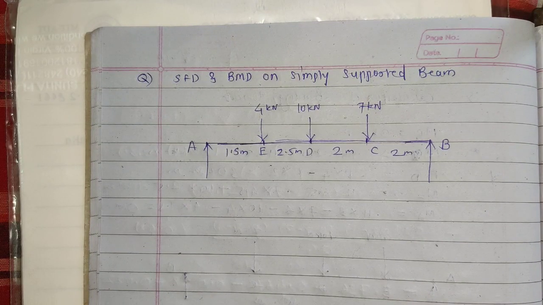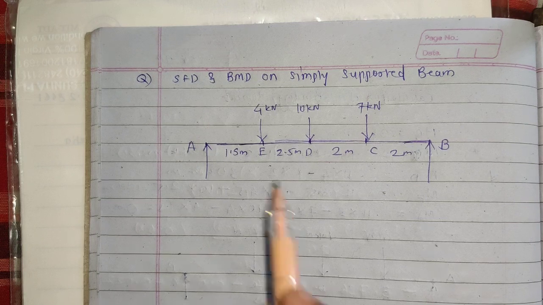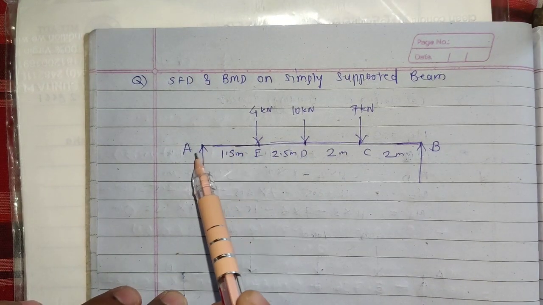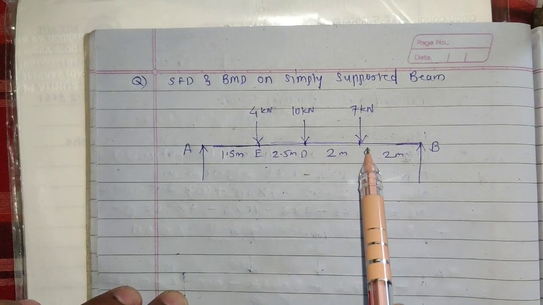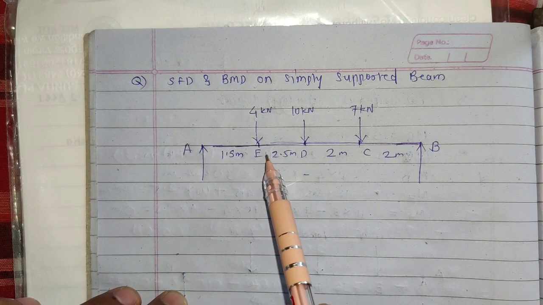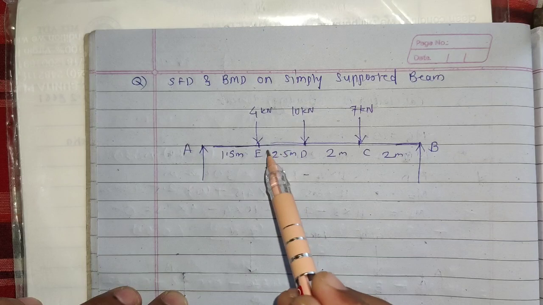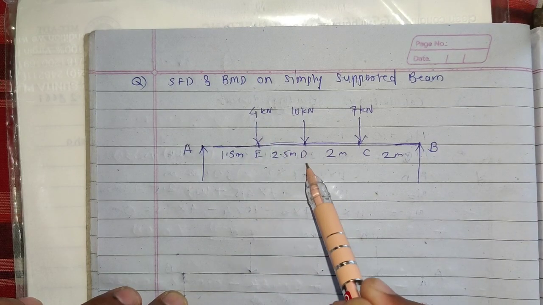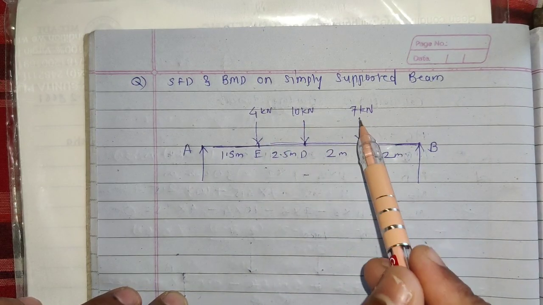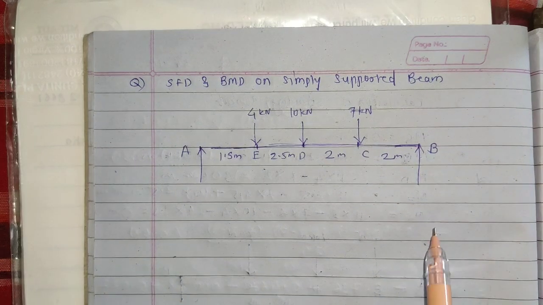On today's video, we will cover SFD and BMD on a simply supported beam. So the question is given: A, B, C, D, E are the points where 4 kilonewton point load is applied at E, 10 kilonewton at D, and C is 7 kilonewton.